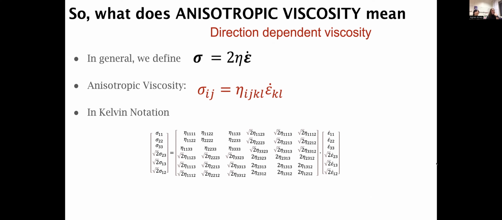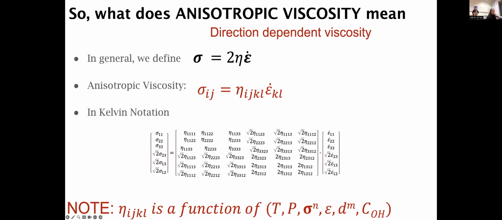So to be able to model anisotropic viscosity related to olivine LPO, we have to find all the components of this tensor. The difficulty is really that this viscosity is not just temperature and pressure dependent, but it is a nonlinear viscosity with some amount of grain size dependency.